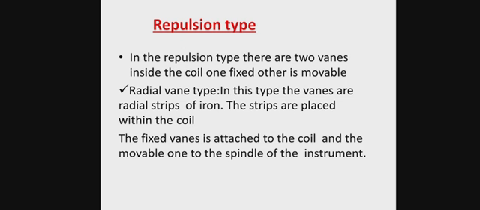The repulsion type instrument has a hollow fixed iron attached to it. The moving iron is connected to a spindle. The pointer is also attached to the spindle, supported with a jeweled bearing. In the next figure, we will show the construction of a repulsion type moving iron instrument. Then coming to the working principle.